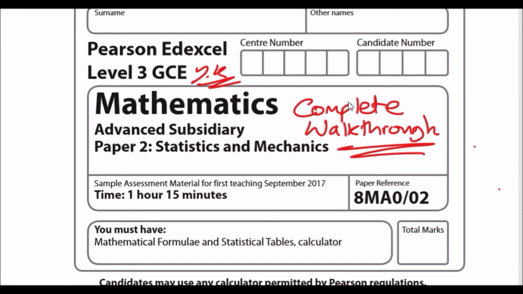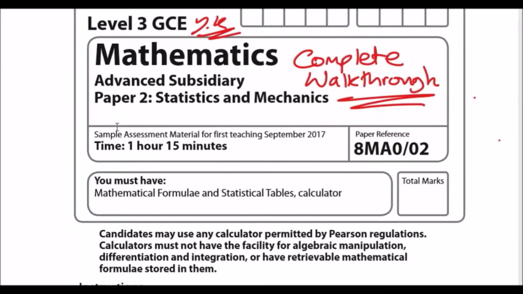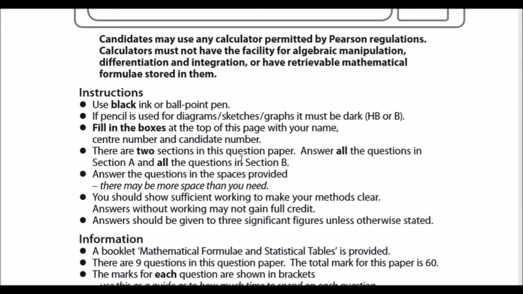So here we'll be doing a complete walkthrough of the AS maths paper. Even for you A2 guys or full A-level guys, you can use this paper. This is the second paper, which consists of the stats and mechanics only. It's really short, an hour 15, and thankfully there are only 9 questions to do.